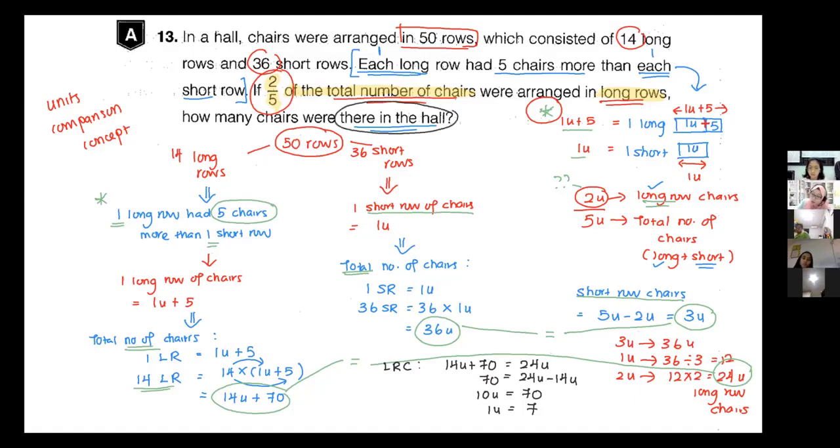But I do not stop at 1 unit because I want to know my total chairs in the hall. All the chairs. And how many rows do I have? I have 50 rows of chairs. So my final conclusion is here. If 1 unit is 7, my 50 rows is 50 units. So 50 times 7, I get 350. And then my total number of chairs is 350 plus my extra 70. I will get 420 total chairs. This is my answer. All right.